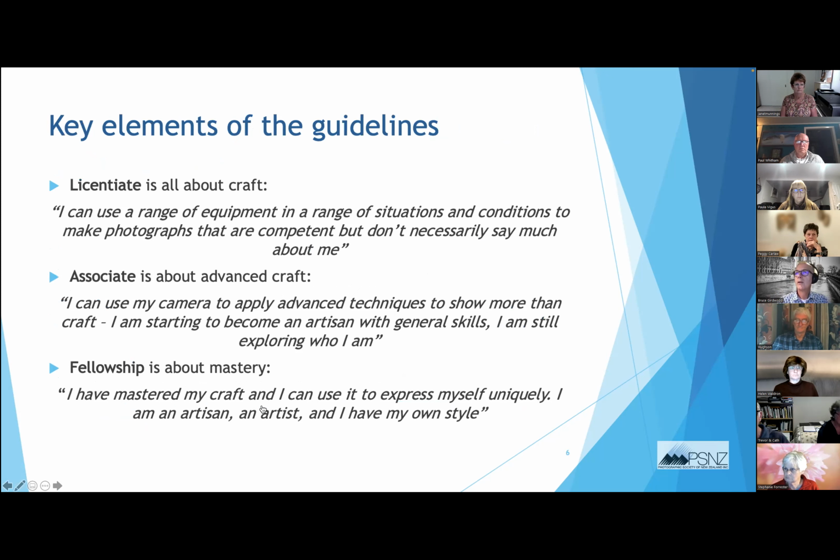So what are the key elements of the guidelines? At the associate level, we talk about advanced craft. So I can use my camera to apply advanced techniques to show more than craft. I'm starting to become an artisan with general skills, and I'm exploring who I am. So there are a few keywords in there. Advanced techniques. So this is a real step up from the licentiate, which is competency.